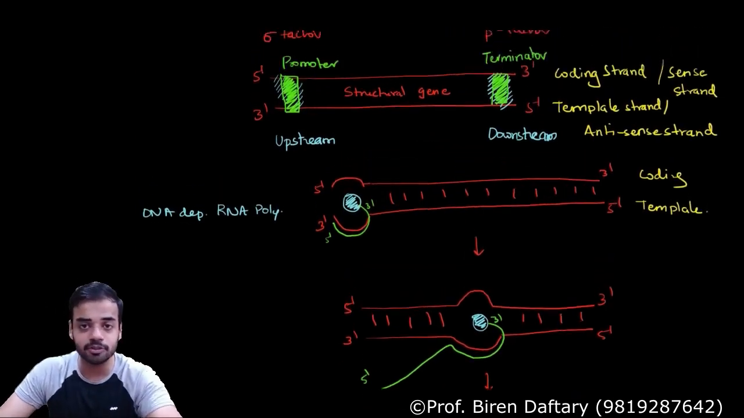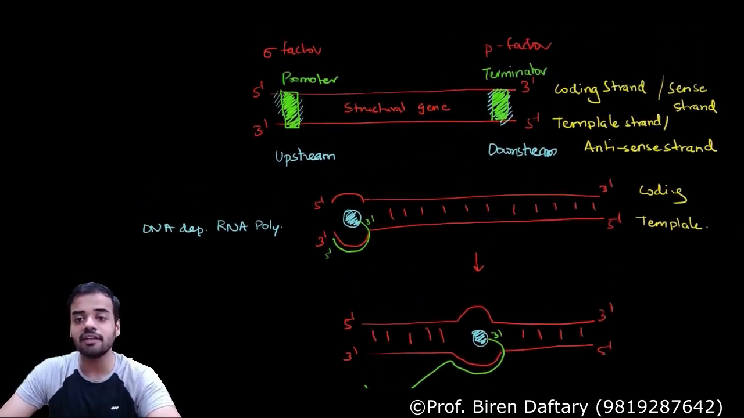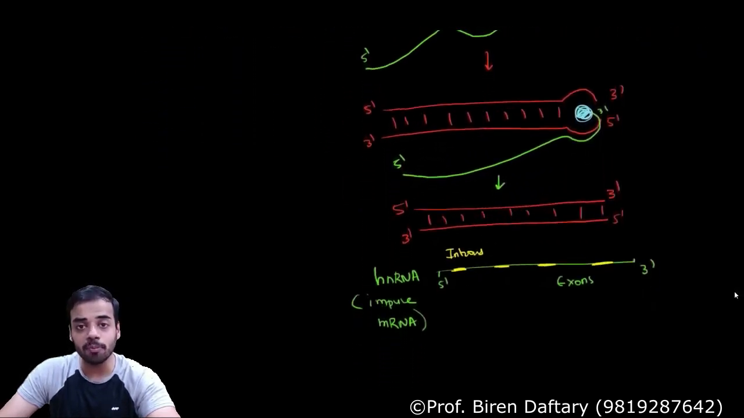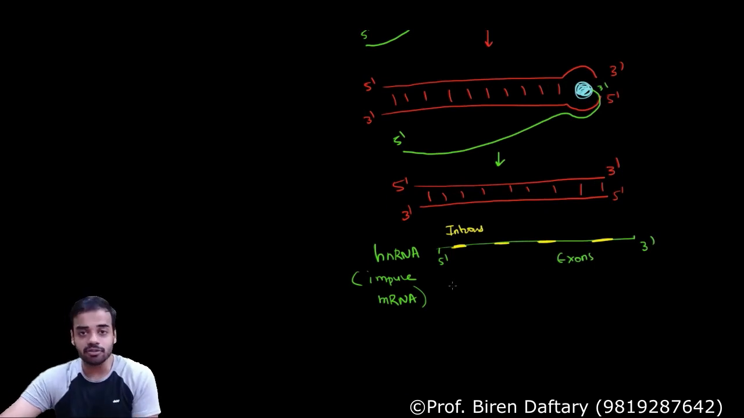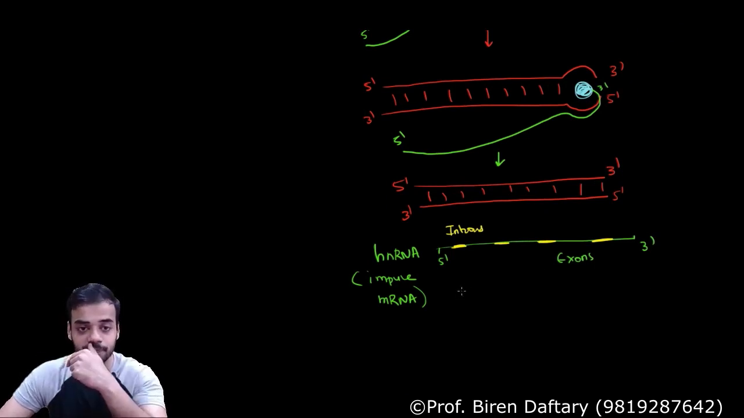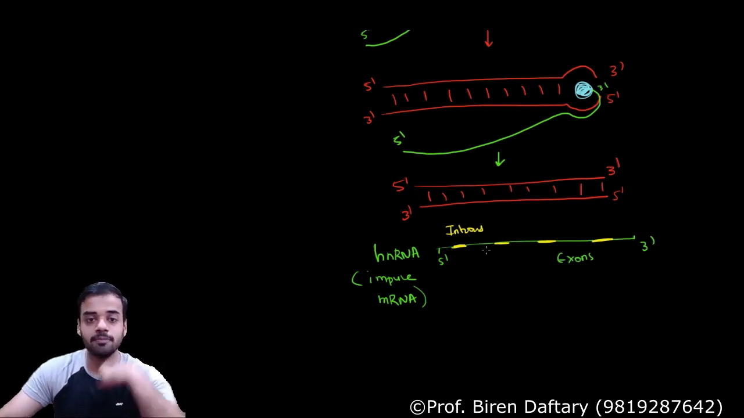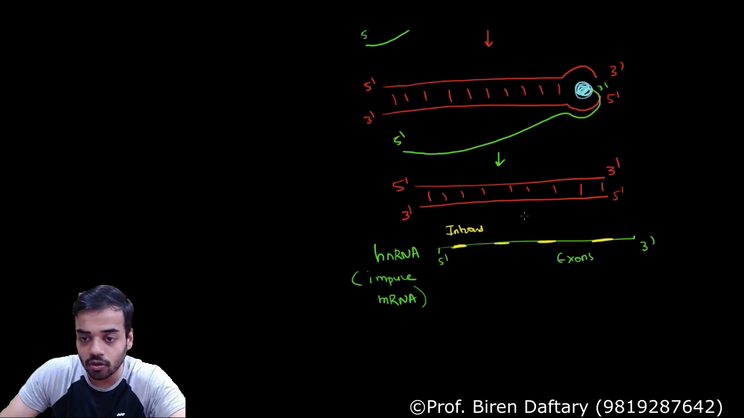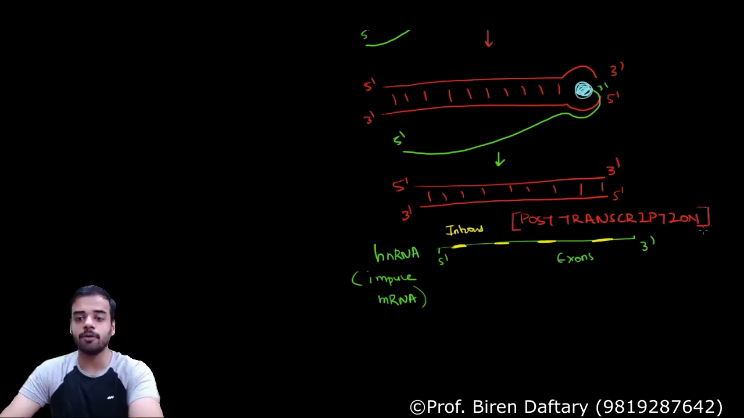We have studied the transcription unit, as you can see here. Then we started transcription with DNA dependent RNA polymerase. We formed the impure mRNA, that is the heterogeneous nuclear RNA. Now we are going to start with post transcription. Okay, and what happens in post transcription? So if you want, I will write down over here post transcription process. Correct? This is going to happen.